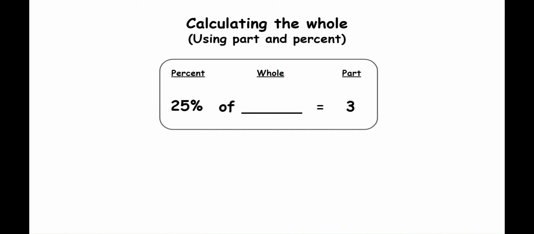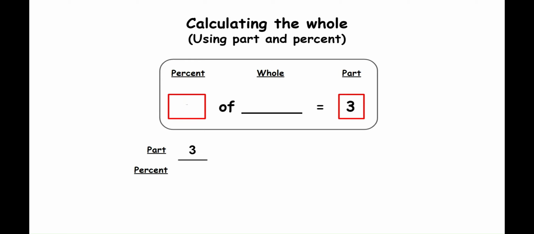To do this, we need to divide the part by the percent. So we're going to take our part 3 and divide it by 25%. But first, let's convert 25% into decimal form. So now we're ready to divide. Now, I recommend that you watch my video on dividing by decimals if that's something you need more guidance on.